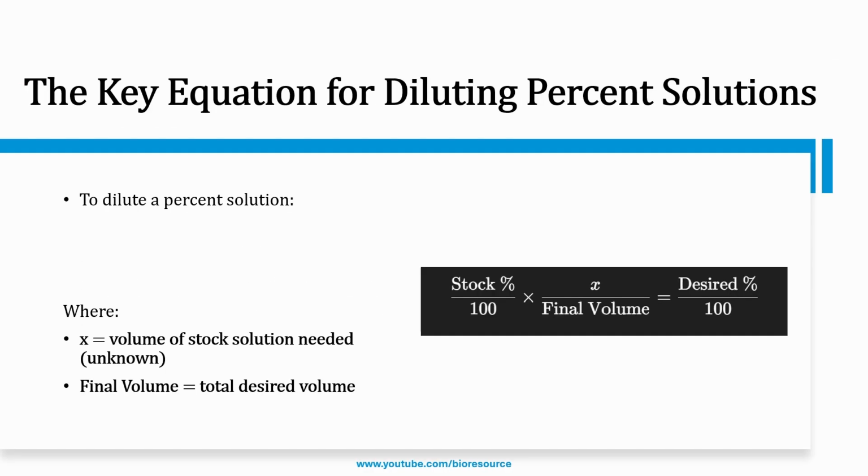When preparing a diluted percentage solution from a more concentrated stock, we use the proportional equation: stock percentage divided by 100, times X, divided by final volume, equals desired percentage divided by 100. This works because both sides describe a fraction: the fraction contributed by the stock equals the fraction needed in the final mix, where X is the volume of stock solution needed and final volume is the total desired volume.